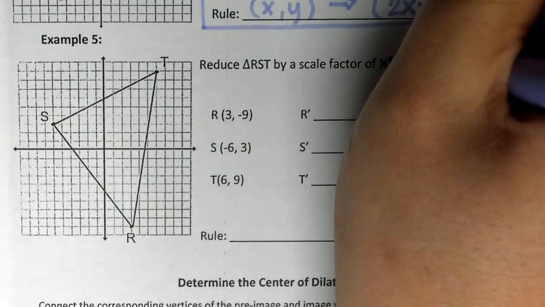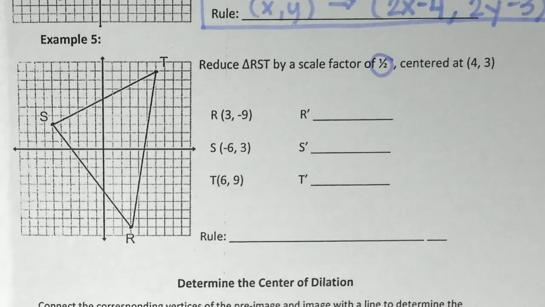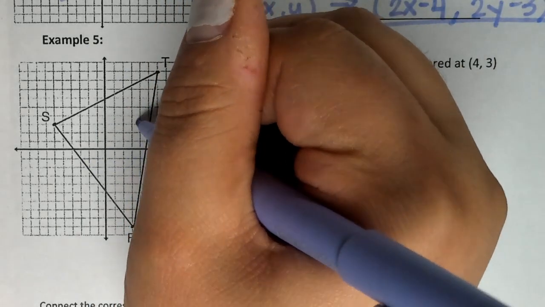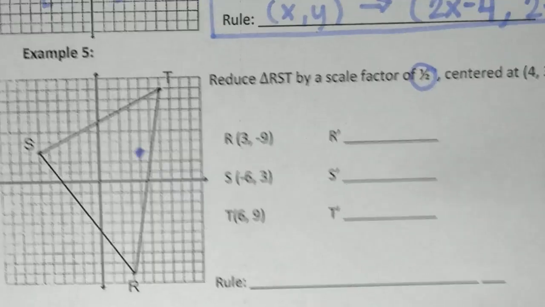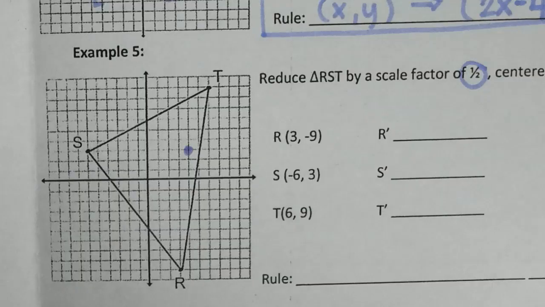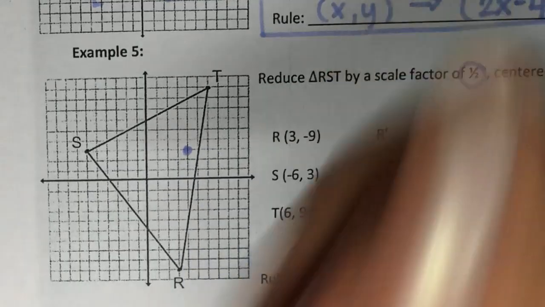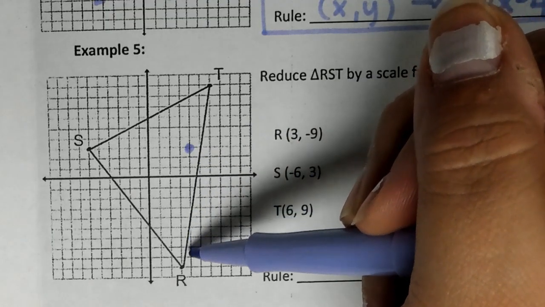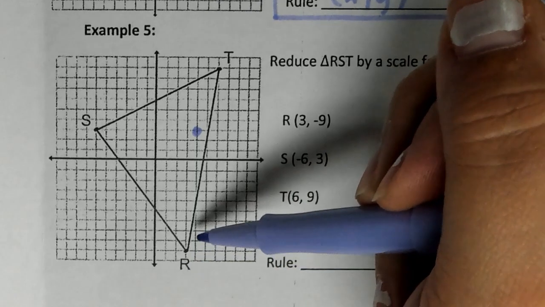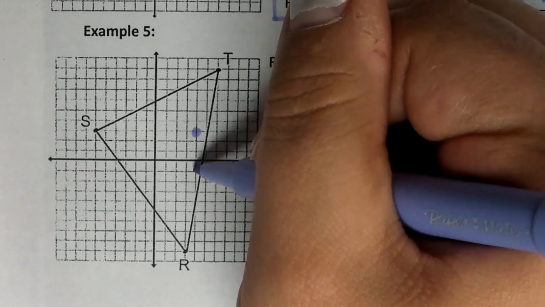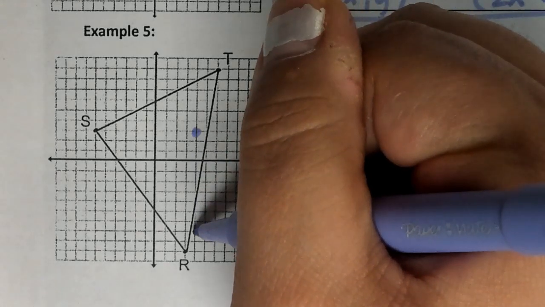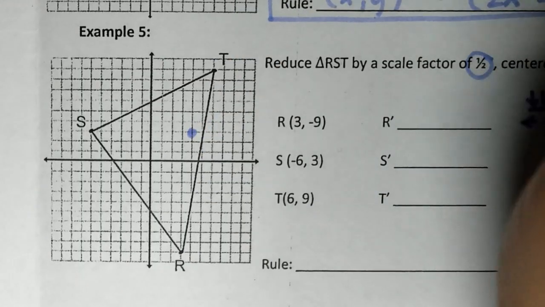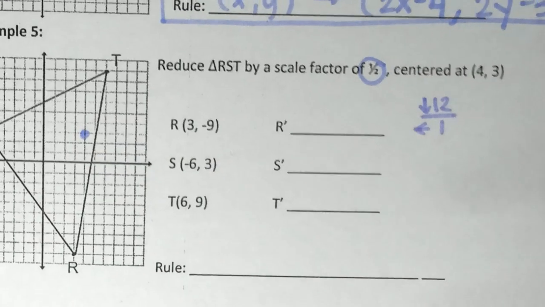This time we're going to do a reduction, a scale factor of 1/2. So, if it is centered at 4, 3, let's plot 4, 3 again. And I am a little bit blind, so this is really hard for me to see. What is the slope from this point to R? I got 12. Did y'all get down 12 or 13? I got 12. So down 12, left 1 is what I got.